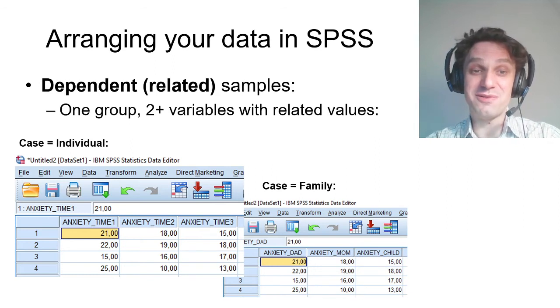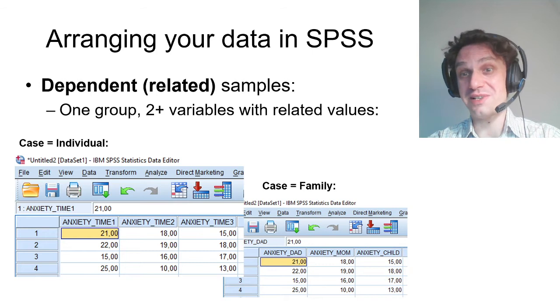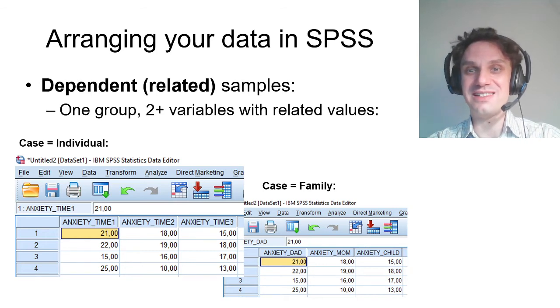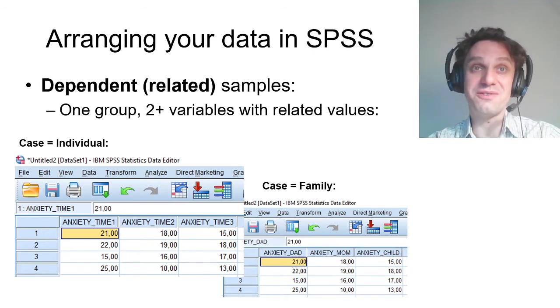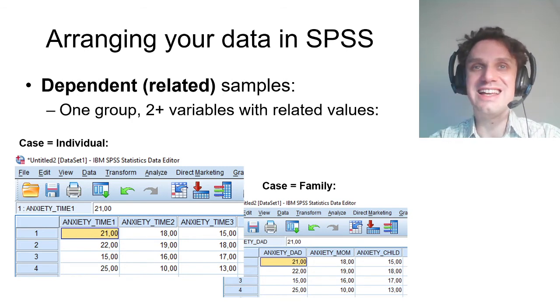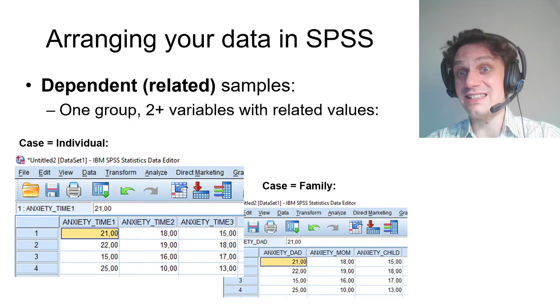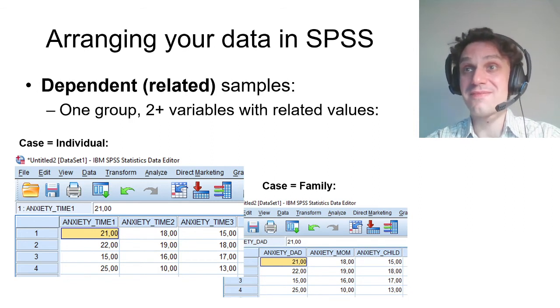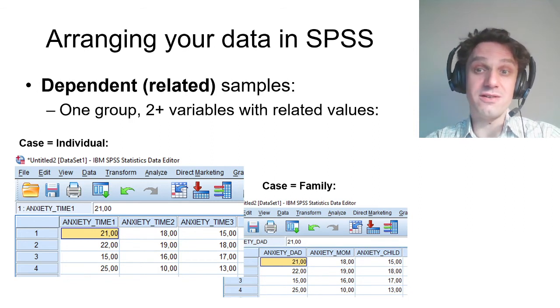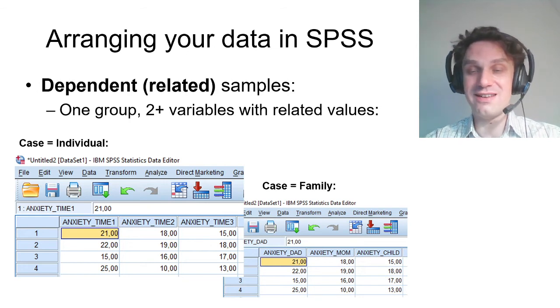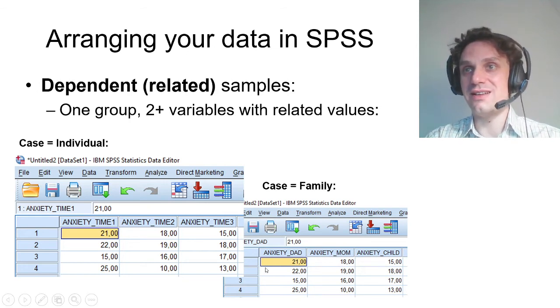For example, in the first example, we have repeated measurements. So for the same individuals, numbered here 1, 2, 3, 4, and they can, of course, have identifiers and other properties, we have 3 columns: anxiety time 1, time 2, and time 3. Or if your unit, your observation, is a family, like in the second example, your case is a family, then these are also dependent samples.